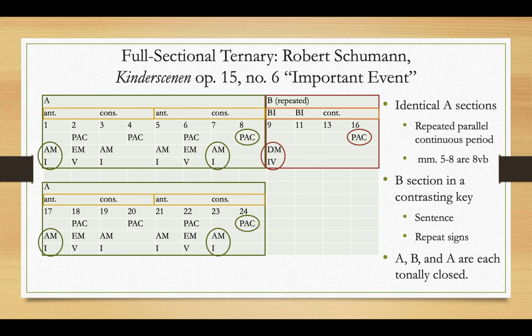Similarly, the B section is also tonally closed. It is in D major all the way throughout, and it ends with a perfect authentic cadence in that key. So this is what makes this particular piece an example of full sectional ternary.